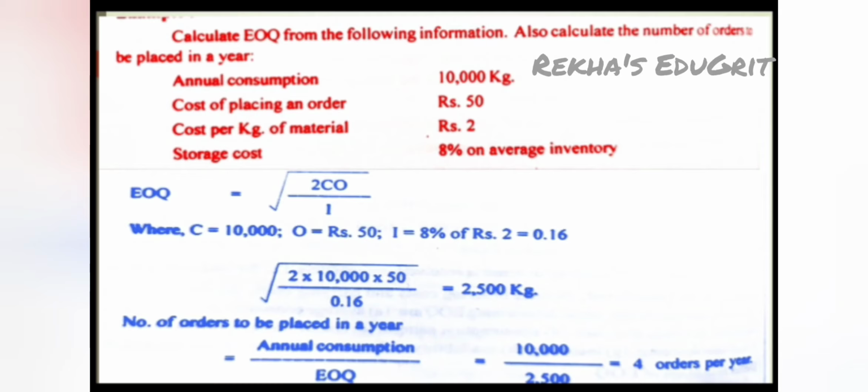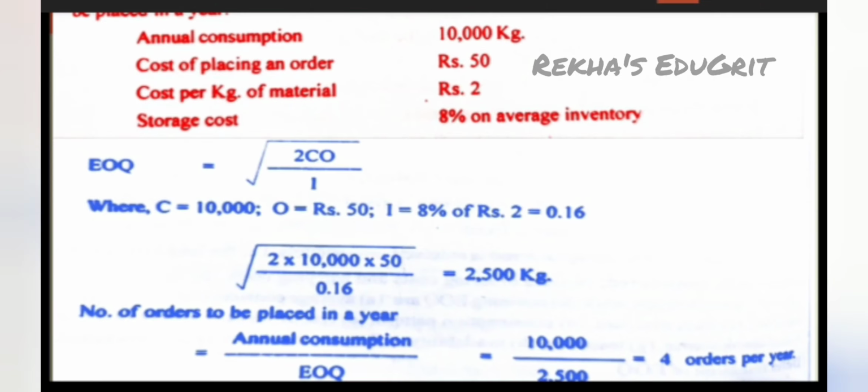First read the question. Calculate EOQ from the following information, and also calculate the number of orders to be placed in a year. The question is: annual consumption 10,000 kg, cost of placing an order rupees 50, cost per kg of material rupees 2, storage cost 8% on average inventory. So we'll see how to calculate EOQ. The formula is root of 2 into C into O divided by I.